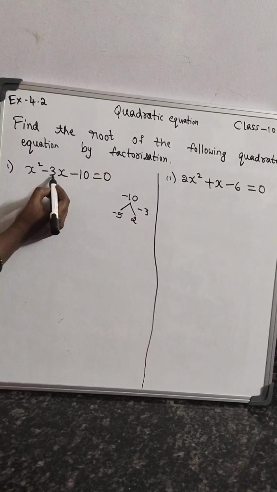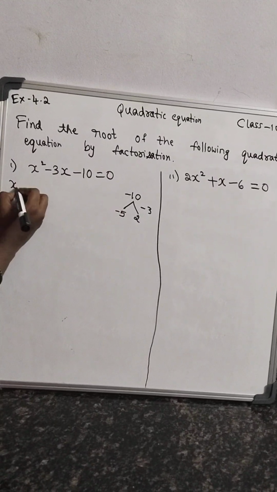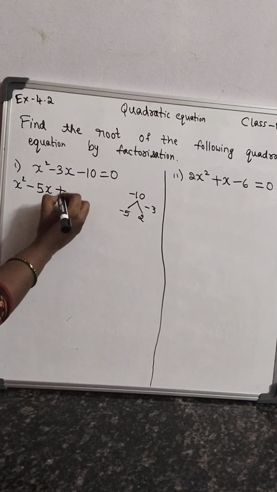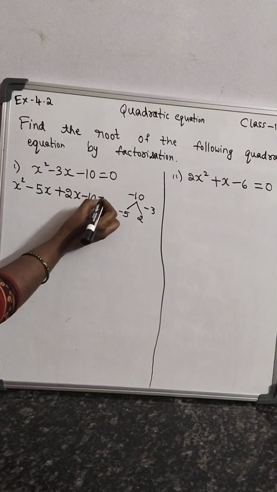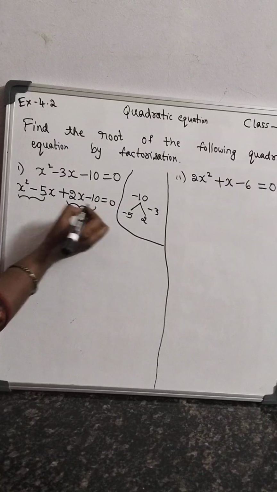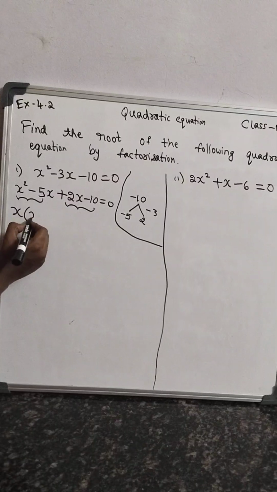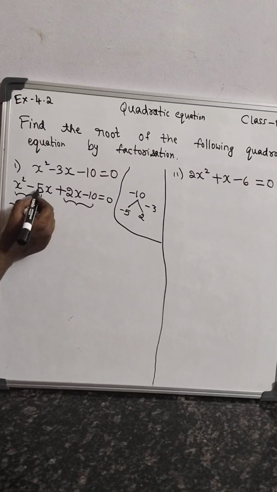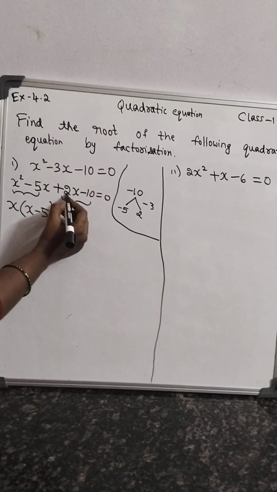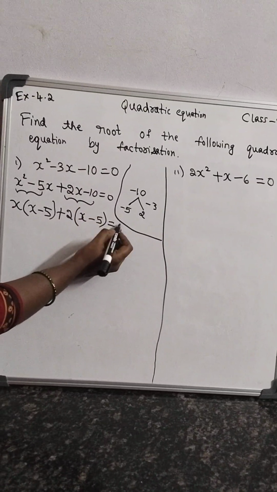Now I am going to split minus 3x as minus 5x and plus 2x. That is x square minus 3x will be splitted as minus 5x plus 2x minus 10, which is equals to 0, and we have to group two terms together, and from this term we can take x as common. If I take x as common, here x will be remaining, minus here if I take x as common, 5 will be remaining, plus from these two terms I can take 2 as common. If I take 2 common, x will be remaining. If I take 2 common from 10, 5 will be remaining, which is equals to 0.